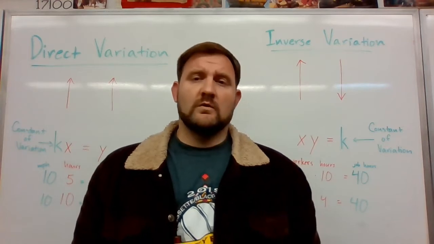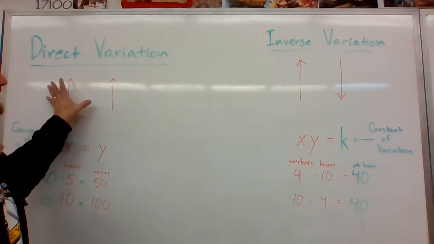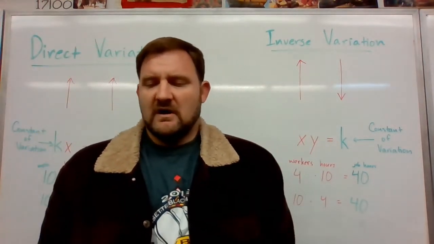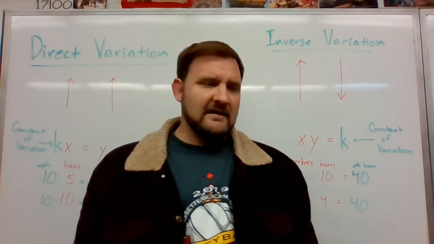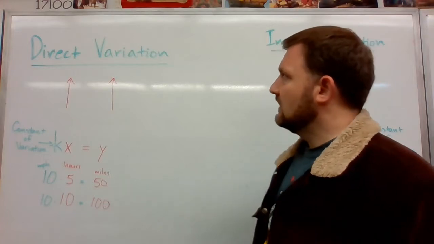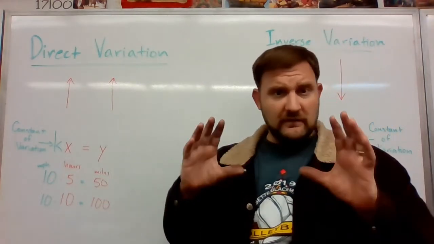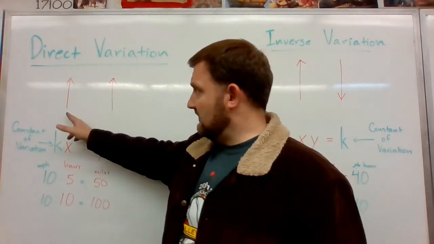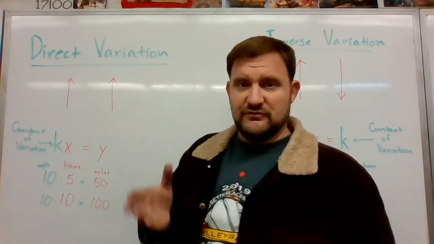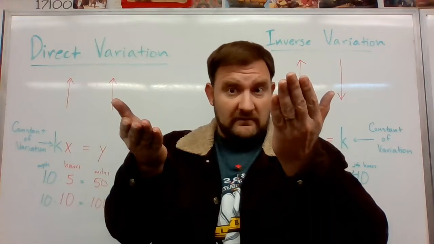So we're talking about direct and inverse variation. First of all, let's just talk about the basic idea here. Variation means change of some kind. With direct variation, if we have two variables and one variable goes up, the other must go up as well. Direct variation: as one rises, the other must follow as well.